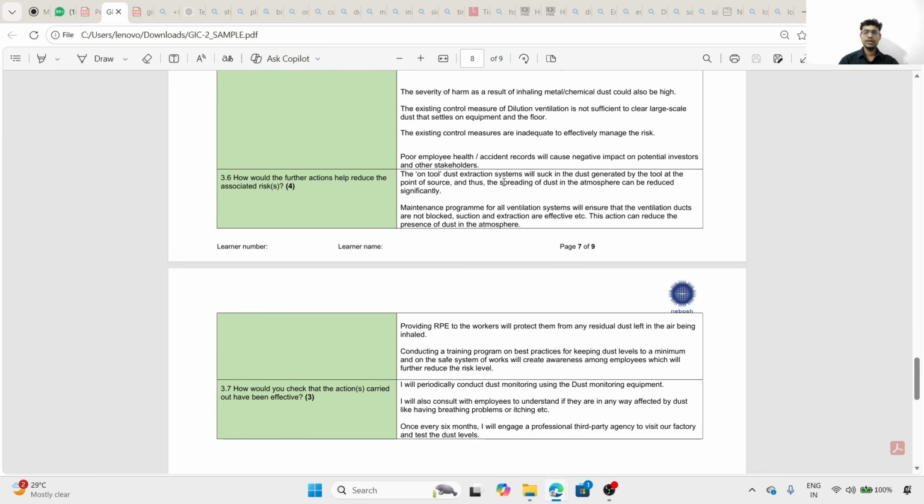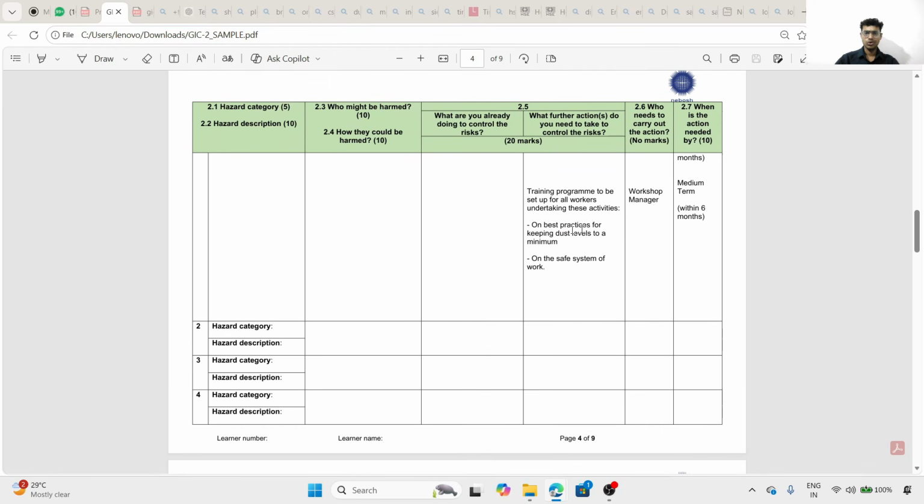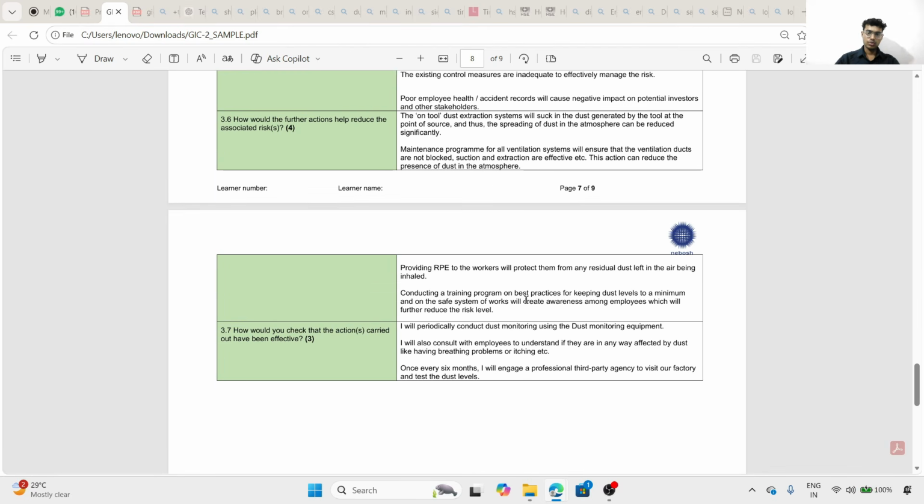There will be a maintenance program for the ventilation system and everything. You had mentioned that. So suction, extraction, everything it will do properly, and by doing this maintenance, the dust in the atmosphere will also become less. Providing RPE will protect workers from residual dust left in the air being inhaled. So RPE, the respiratory protection equipment, shall also protect the workers. Also, a training program is mentioned. You had mentioned in short all these things, trainings and everything, in basics. Conducting a training program on best practices for keeping dust levels to a minimum and on the safe system of work will create awareness among employees, which will further reduce the risk level.